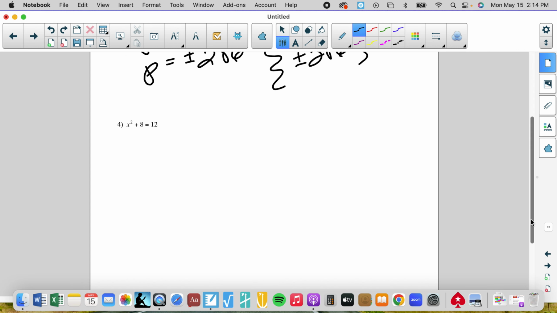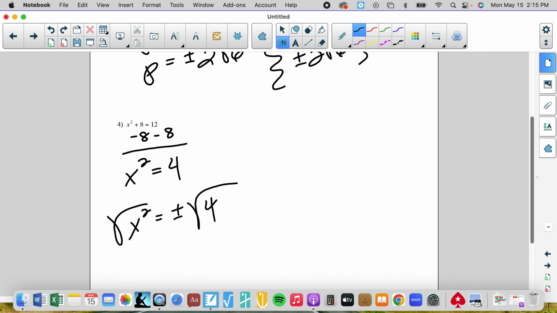Number 4 is a little bit different now, because now my x, my variable, isn't isolated. It's being added to 8. So I have to get rid of that positive 8 by subtracting 8. That gives me x squared equals 4. No plus or minus yet. And the reason why I don't have the plus or minus is because I haven't taken the square root of a variable. So don't get that plus or minus in there until you do this step. That's when we start including it.